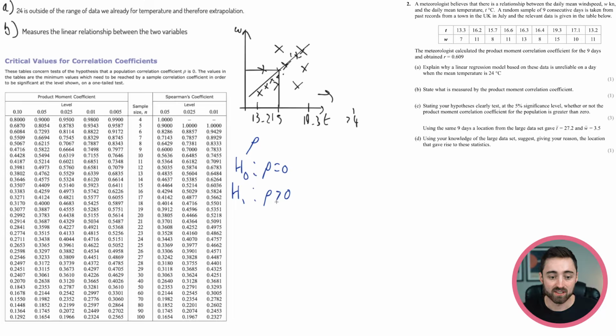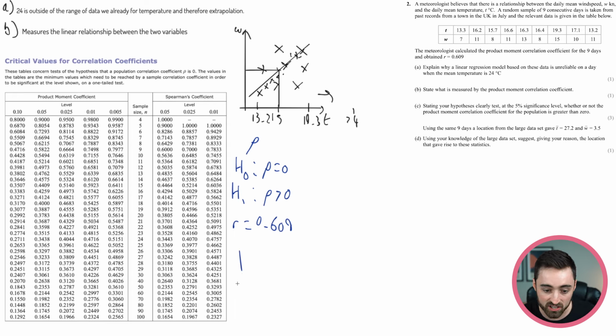So the question is, this meteorologist did a little sample, and he got a sample value of rho, or r, because it's the sample, and he got 0.609, which does suggest there is a bit of a relationship, quite a lot higher than 0, but is it actually statistically significant? How do we know? We use these tables. So this says these tables concern tests of the hypothesis that a population correlation coefficient of rho is 0. The values in the tables are the minimum values which need to be reached by a sample correlation coefficient in order to be significant at the level shown.